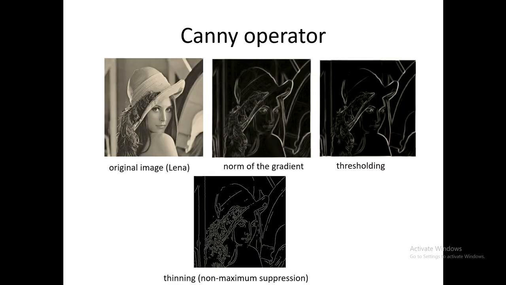To illustrate the Canny edge detector, we start with the Lena image, and if we take just the magnitude of the gradient, it looks like this. It looks close to edges. When we see it, it looks like edges, but it's just a gradient image.